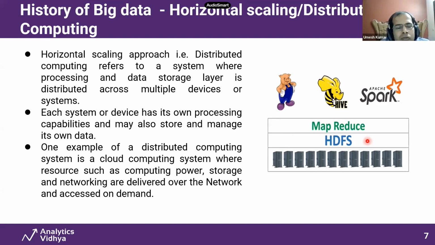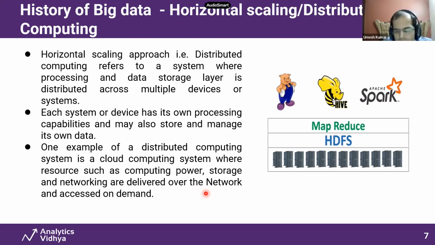Another example of distributed computing was big data, and later, as the technology matured, there was the concept of cloud computing. All of you are aware of it right now. Cloud computing is a system where we have various resources such as computing power, storage, and networking, all delivered over the network and accessed on demand using a URL.